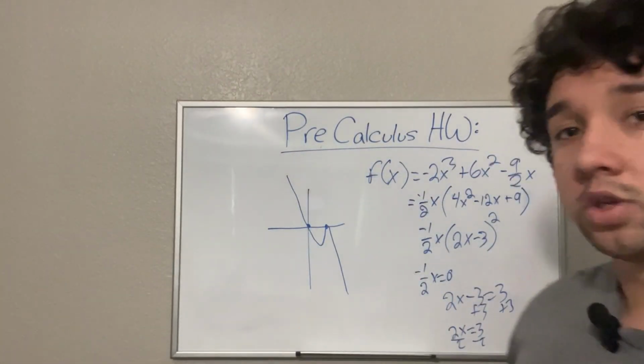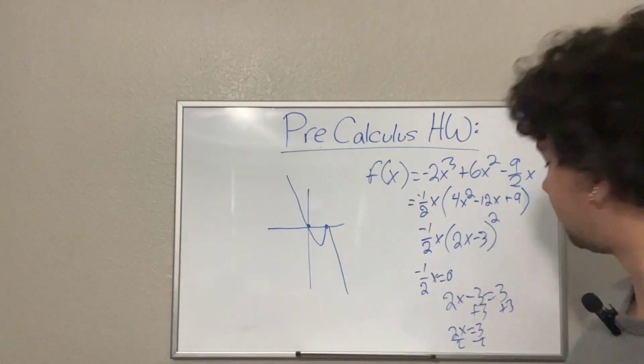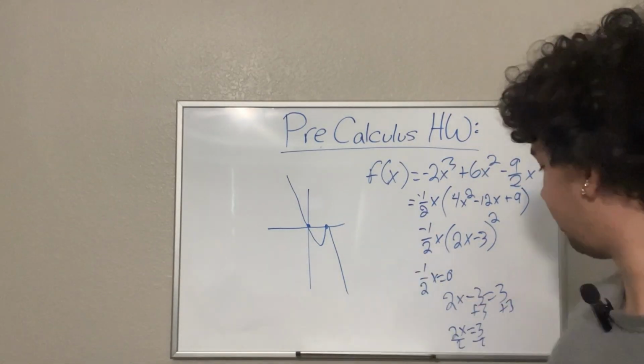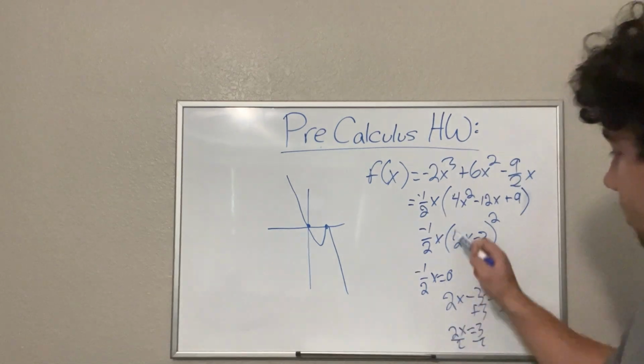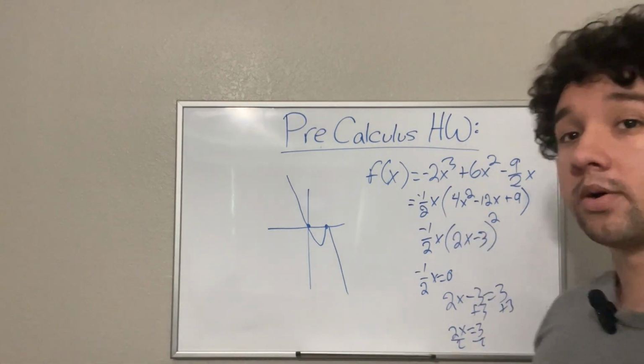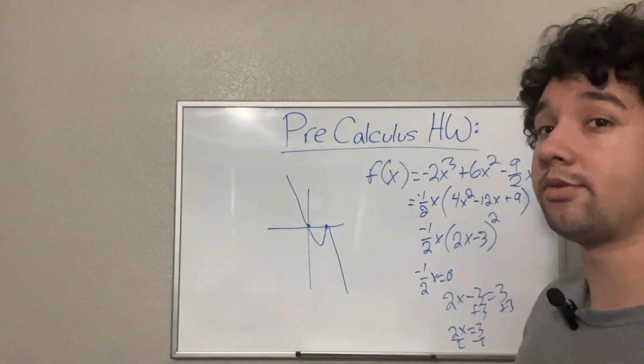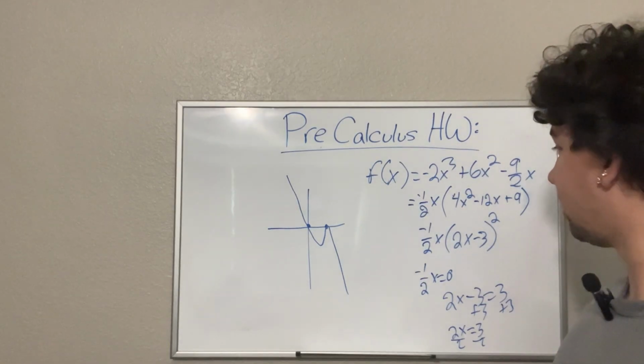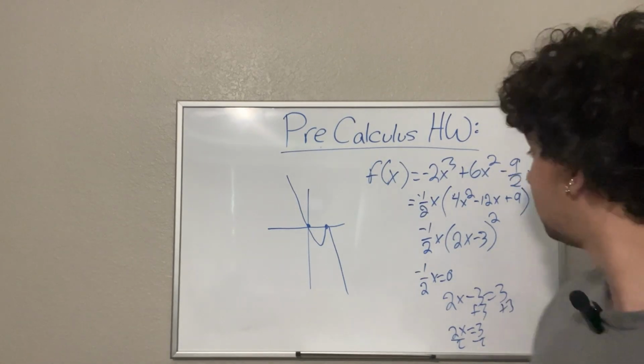All right. So what else do I need here? I got my x-intercepts. I know that this one's a bounce point. I know that this one passes through. The reason why it passes through is because x is to the first power. So it is odd, which means it goes through it. What else do I need? Well, what I need is my y-intercept.